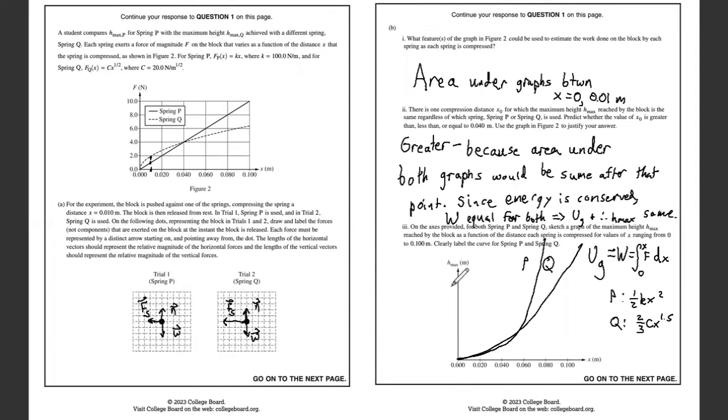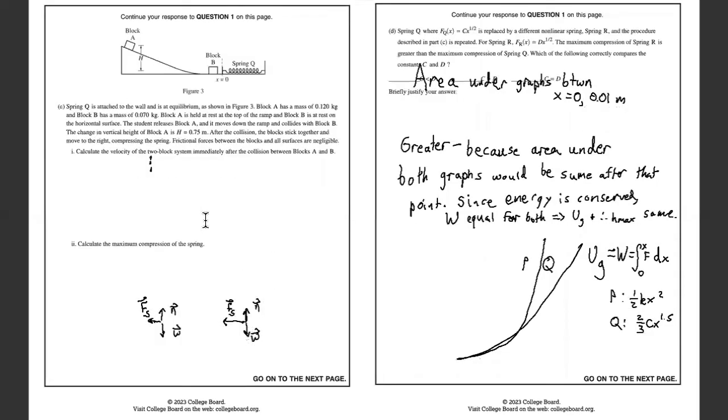And then for spring P, you would expect it to intersect for the maximum height at a point where x is greater than 0.04, because that supports our answer for part B as well. Good. So that's it for part B then. We can go ahead and move on to the next page. And on the next page, let me go ahead and change back to my mouse here.